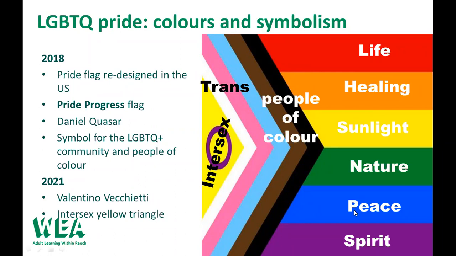So the flag that most people might see now is this new flag, which has an arrow here. As you can see, the black and the brown arrow points to the right, and this represents progression and moving forward. And in 2021, this new flag with the intersex section was designed by Valentino Vecchietti, and the Pride Progress flag was designed by Daniel Quasar.